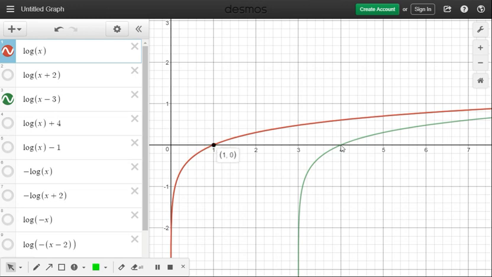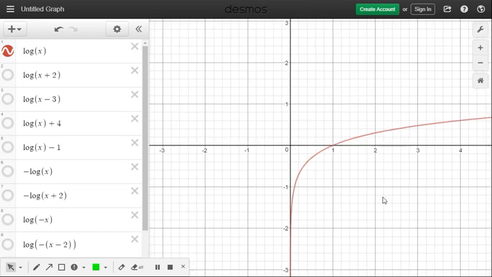Now if we look at the x-intercept for the green graph, it's (4, 0). So if we look at the difference between (1, 0) and (4, 0), the difference of the x values is 3. The y value is the same. So we only look at the difference in the x value, and we did see indeed that the graph moved to the right by 3 units. 1, 2, 3. So that is true.